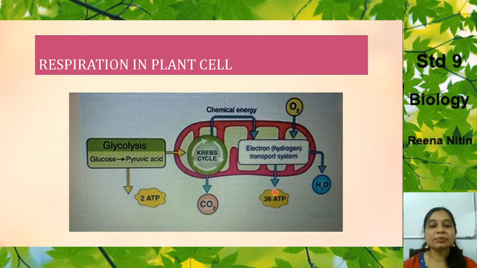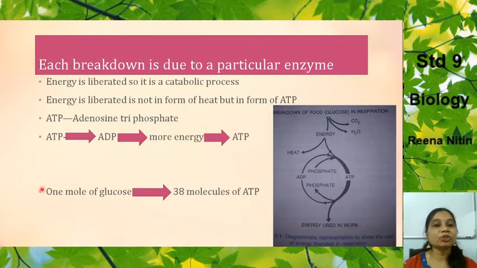Now this is taking place over here, and the byproducts of the Krebs cycle are carbon dioxide and water. This is releasing 36 molecules of ATP. That is why during respiration, one mole of glucose gives 38 molecules of ATP. So we got the 38 from 36 ATP plus 2 ATP, total 38 ATP from one molecule of glucose. Each breakdown is due to a particular enzyme, and the process of respiration also takes place because of a particular enzyme.